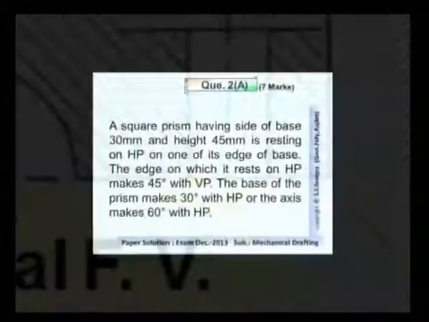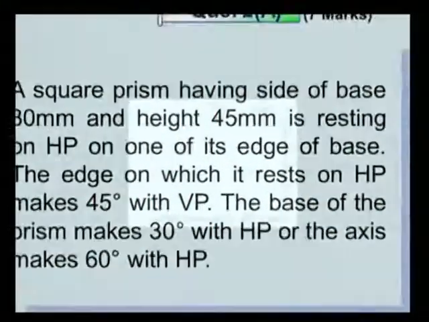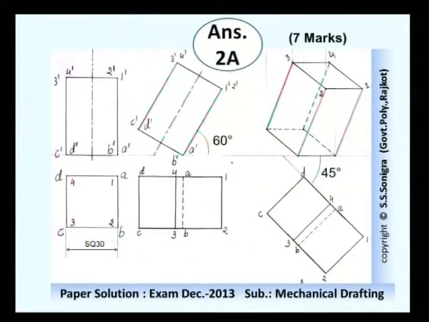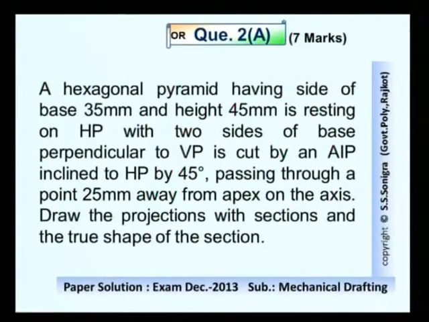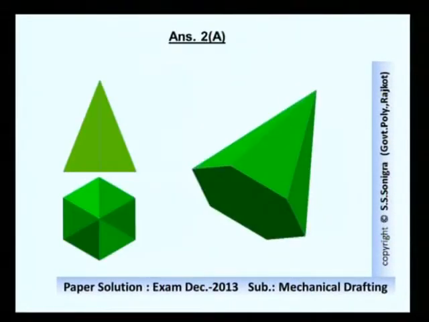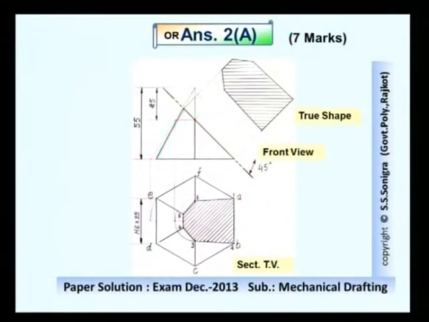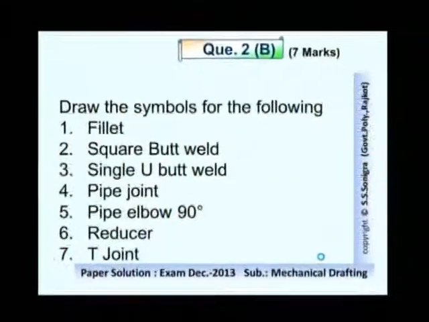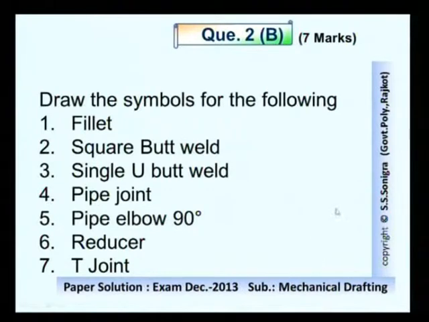Then the second problem which we solved last time is this one, and this is the solution for 2A, asked for 7 marks. Then question number 2A in option, hexagonal pyramid, and this is the solution of that hexagonal pyramid sectional view. Now question number 2B, which is asked for 7 marks.